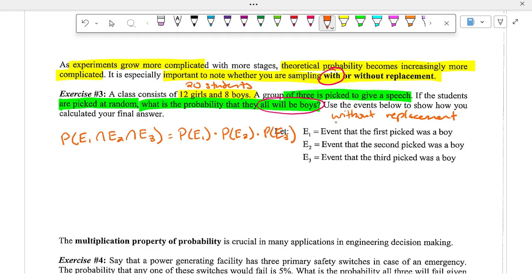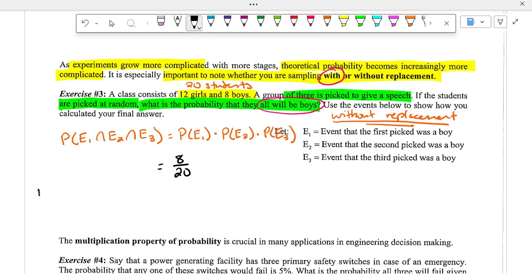Now, remember, it's without replacement, so you've got to think about this logically. The first one is always the easiest. Out of my 20 students, what's the probability that I will pick a boy on the first go? 8 out of 20. Now, I picked that boy. I had 8 boys originally, but I picked that boy. So how many boys do I have now? I have 7 boys now.